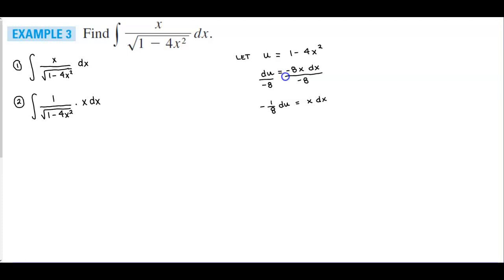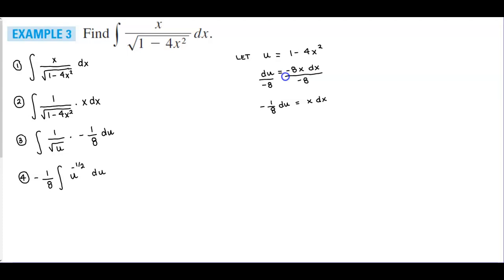So now we can actually do the substitution. So that means now in step number 3, we have the integral of 1 over the square root of 1 minus 4x squared, which is u, times, we know that x dx is negative 1/8 du. So now let's go ahead and factor. We're going to factor out the negative 1/8. And we know that this is 1 over the square root of u, which is the same thing as u to the negative 1/2. And then that's going to be du.